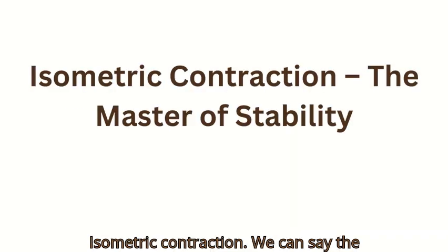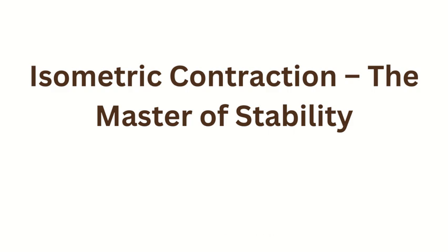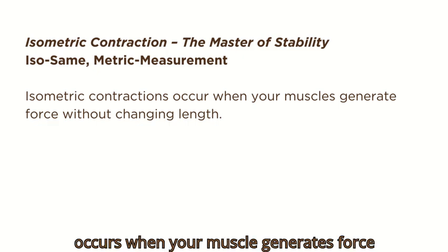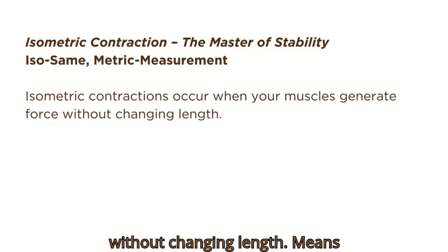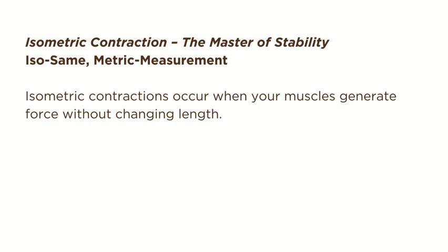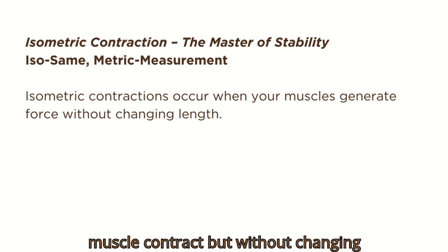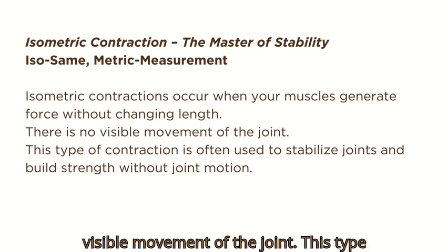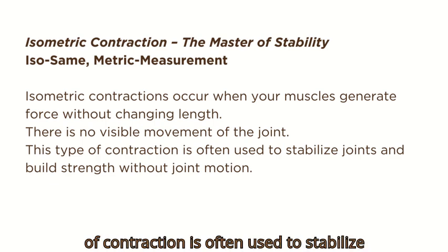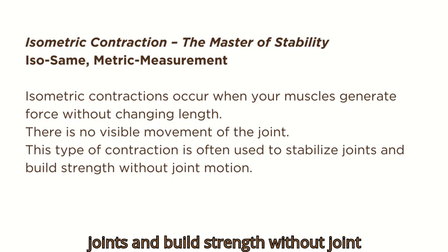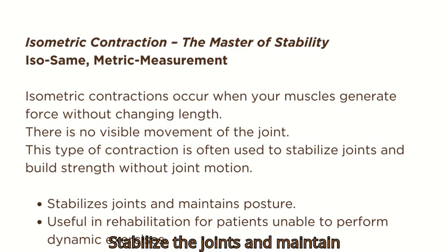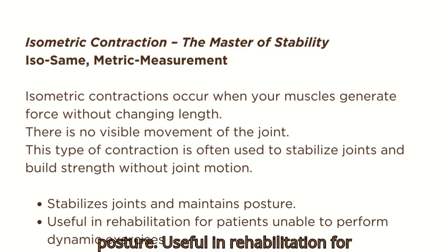Isometric contraction. We can say the master of stability. It occurs when your muscle generates force without changing length. Means muscle contracts but without changing length. There is no visible movement of the joint. This type of contraction is often used to stabilize joints and build strength without joint motion. Stabilize the joints and maintain posture. Useful in rehabilitation for patients unable to perform dynamic exercises.